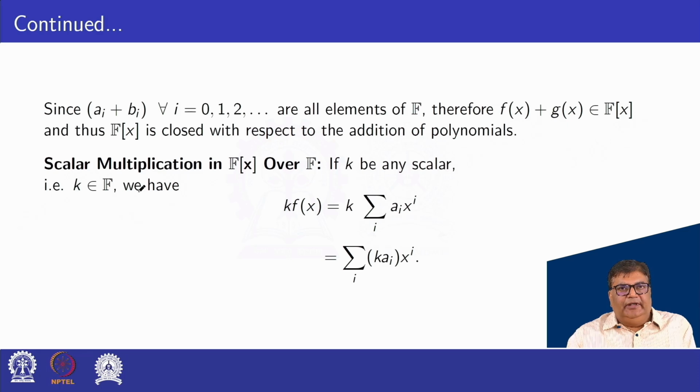Okay, scalar multiplication in F[x] over F. Suppose k is any scalar, that is k belonging to F. We have k f(x), that is k into summation from i = 1 up to the order of the polynomial of aᵢxⁱ. So this is a scalar, so we can write summation k aᵢxⁱ.